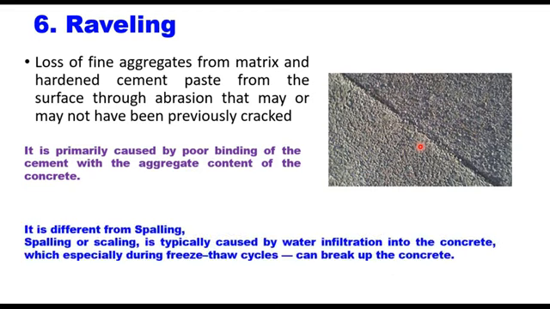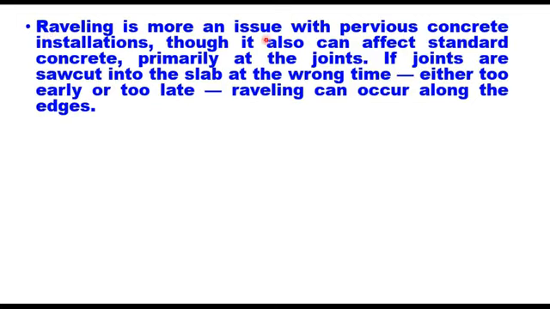But it is different from spalling. Spalling or scaling, they are typically caused by water infiltration into the concrete, which especially during freeze and thaw cycles can break up the concrete. Whereas raveling is the loss of fine material from the surface. Raveling is more an issue with pervious concrete, though it can also affect standard concrete, primarily at the joints.